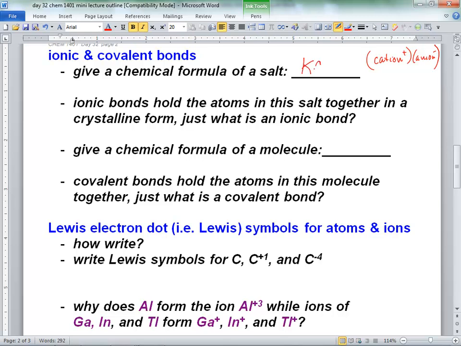She says KCl. Okay. So I see a metal, potassium, so it works. Ionic bonds hold the atoms in potassium chloride together in a crystalline form. Just what is an ionic bond? I mean, yeah, it's really small, but something's holding this stuff together. What's holding it together? Something's causing it to stick together.